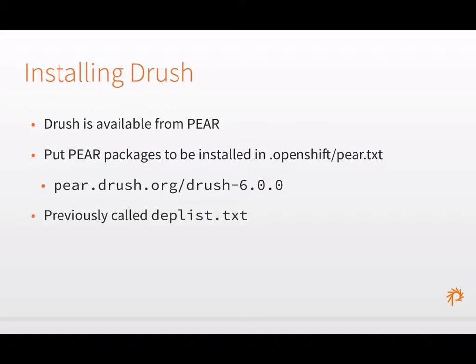Excuse me. And again, this has changed a little bit. If you look at some existing quick starts, this is called deplist.txt. So just know that if you see that, it means it was created a while ago. The new standard is this one. The old one still works. Generally, the OpenShift team works really hard, even though they're pushing forward with things like making it so you can put your app in the root, or using pear.txt, which has been out there for a while. They still keep things backwards compatible, so your apps won't just break on you one day.